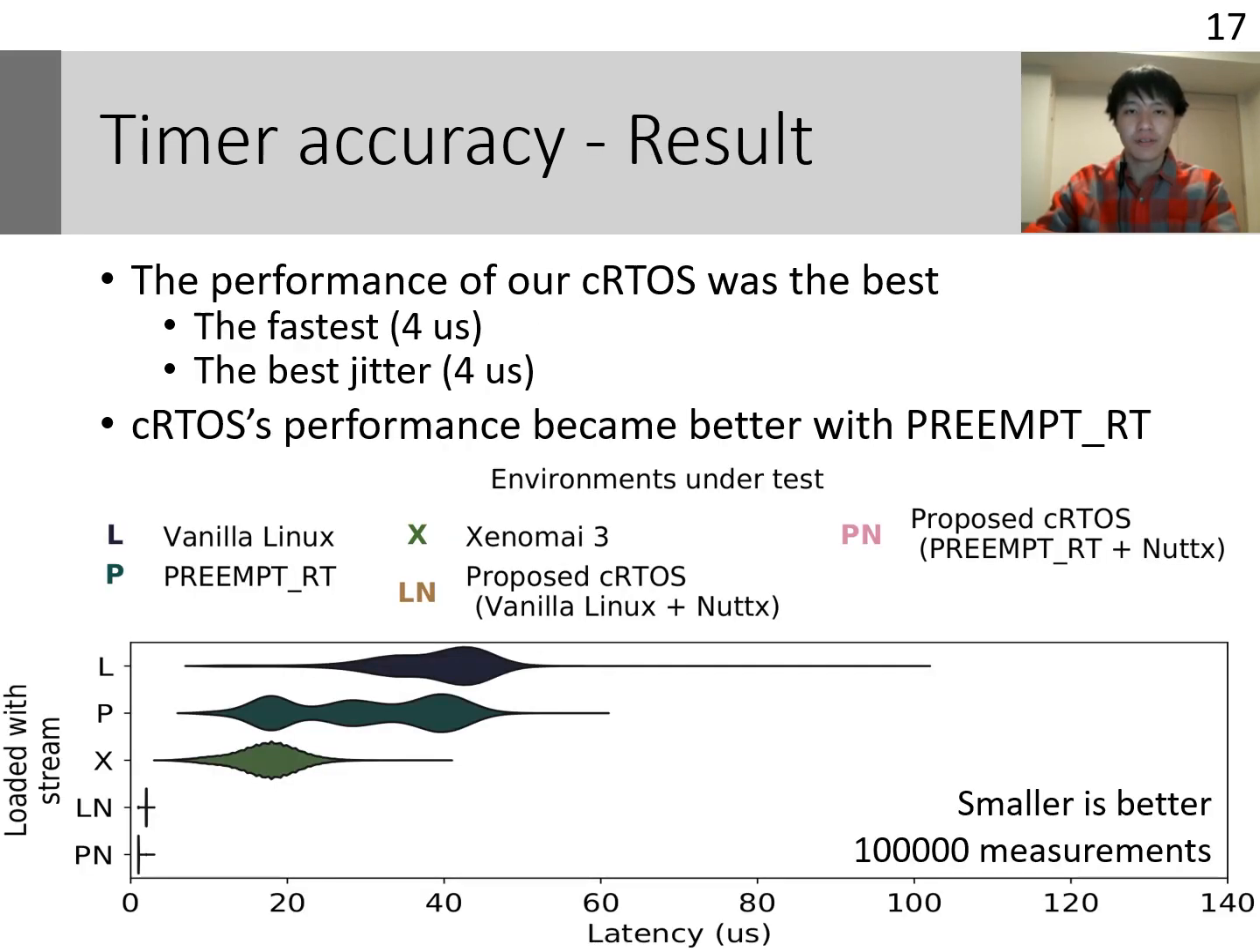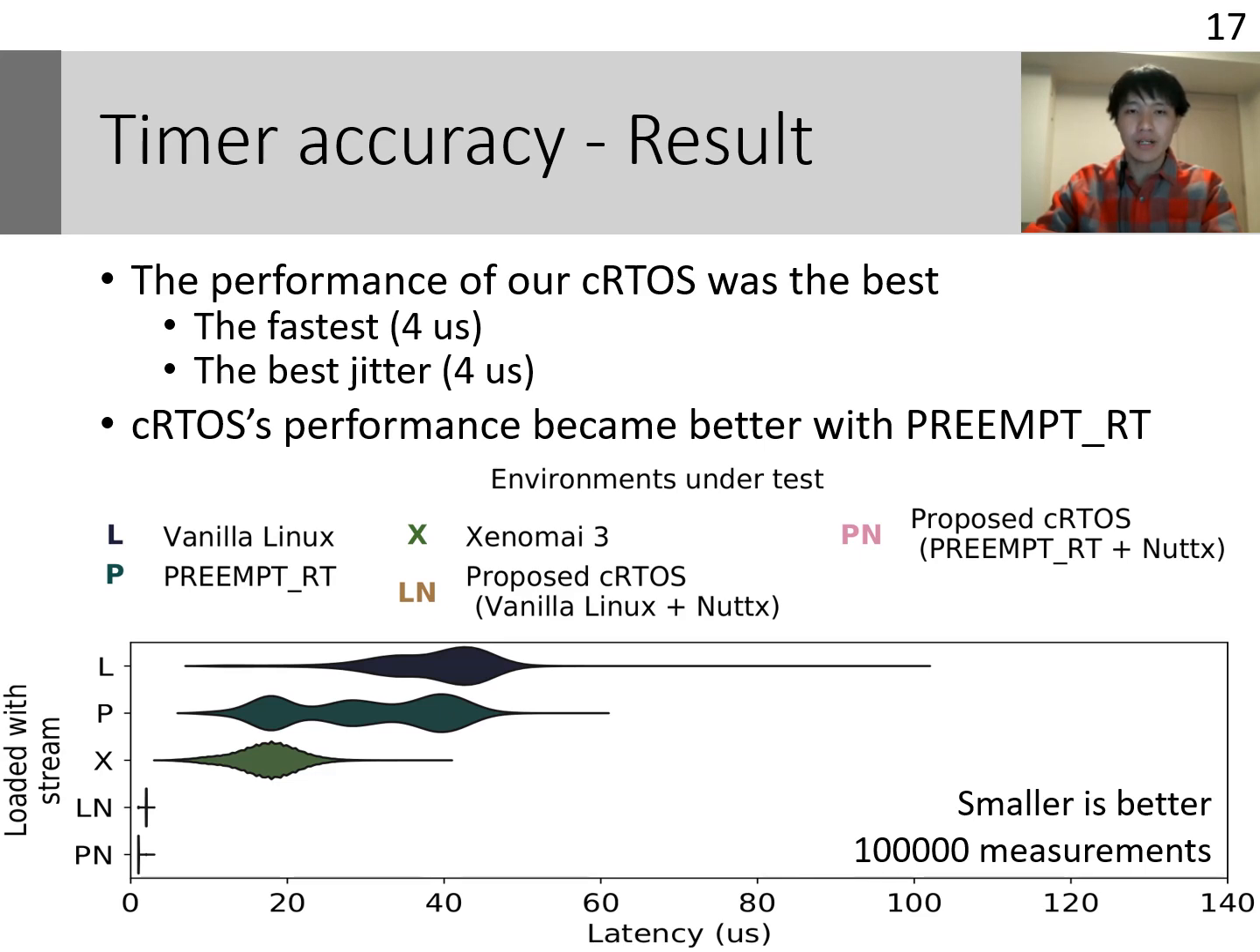The result of 100,000 measurements is shown in the graph as violin plots, showing the minimum, maximum, and the distribution. From top to bottom are Boolean Nuttx, Boolean RT, Xenomai, our proposed RTOS with Boolean Nuttx, and proposed RTOS with Boolean RT. As you can see, the distribution of our RTOS is smaller and well bounded.